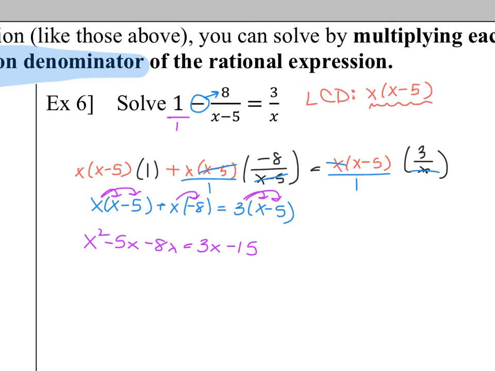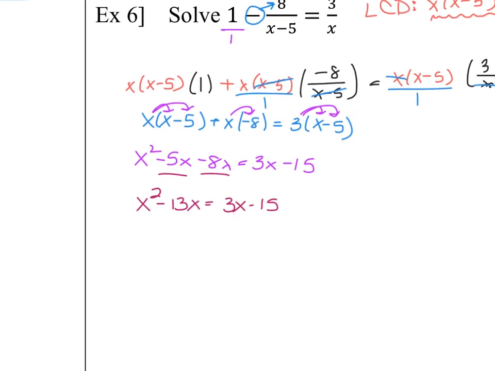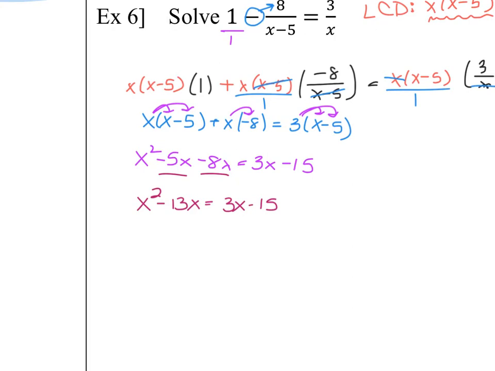So let's start cleaning this up. So first things first is I'm going to combine like terms. X squared minus 13x equals 3x minus 15. Now, in order to keep my x squared positive, I'm going to move all the right-hand side stuff. So I'm going to do two things at once. I'm going to subtract the 3x, and I'm also going to add 15 to both sides at the same time.